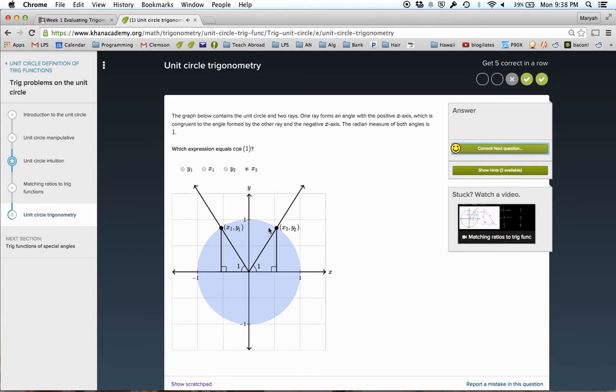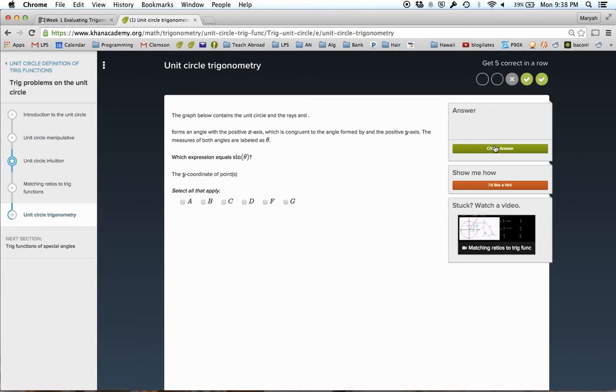If it was asking for the y value of 1, then we could have done both y1 and y2 because those are equal. But the x values are different because one's positive and one would be negative.